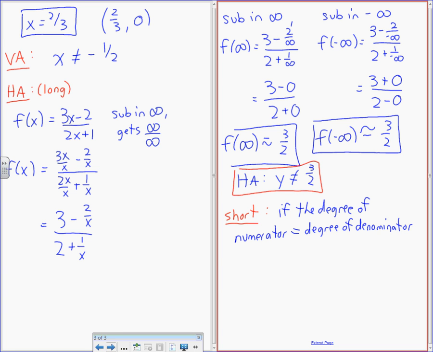Yeah, the exponent, right? So if it's x and x, or x squared and x squared, or x cubed and x cubed, okay, we're going to say the horizontal asymptote is the fraction of the leading coefficients.